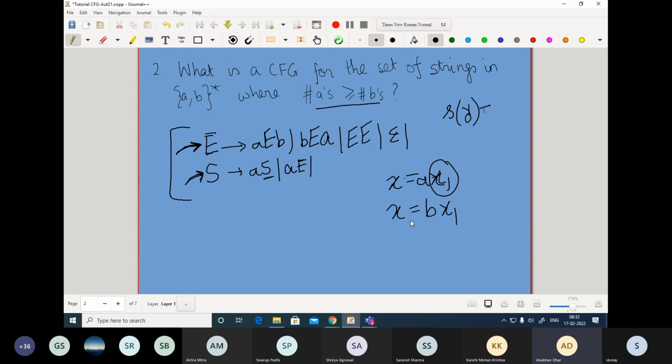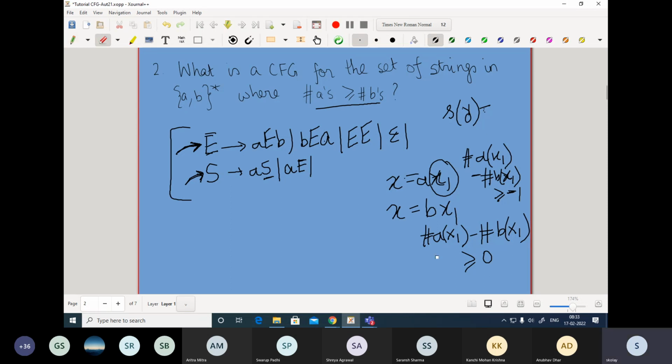In the first case, a minus b would be greater than or equal to -1 for X1, and surplus would be greater than or equal to 1 in the second case. You're saying number of A in X minus number of B in X is greater than or equal to -1. And over here, number of A in X minus number of B in X is greater than or equal to 0. Greater than or equal to 1, right.